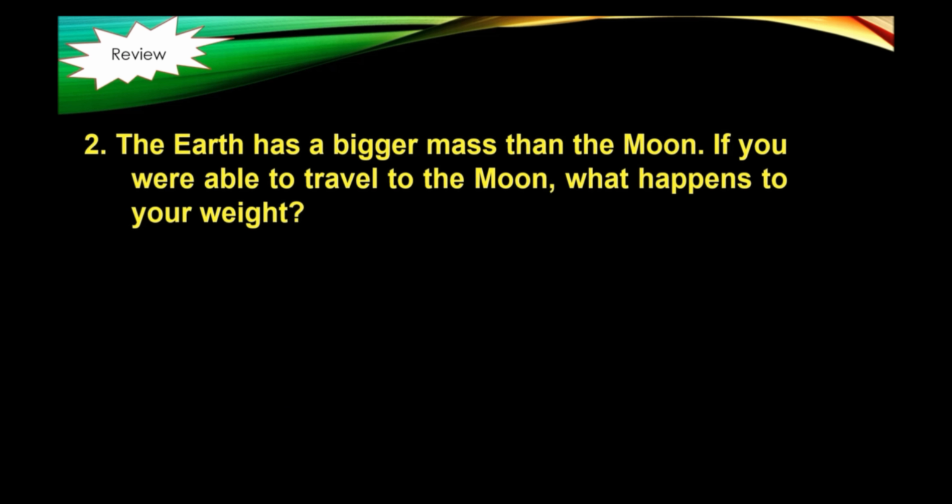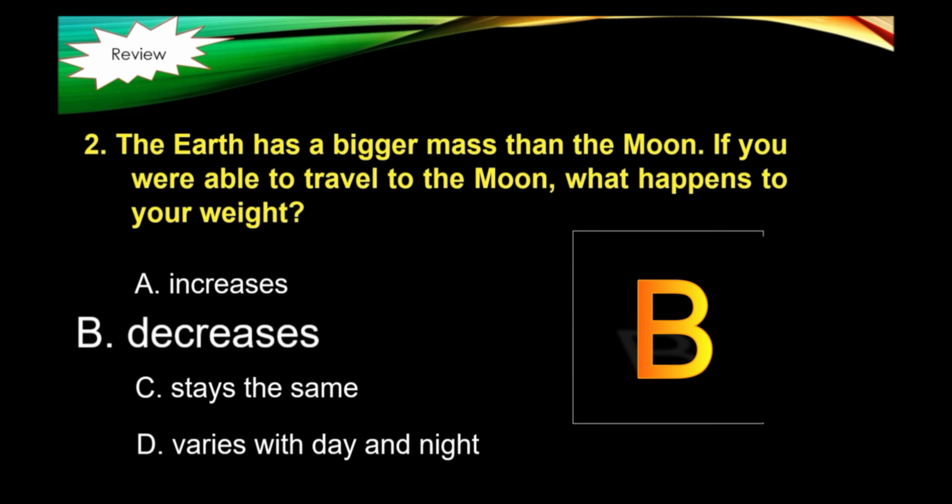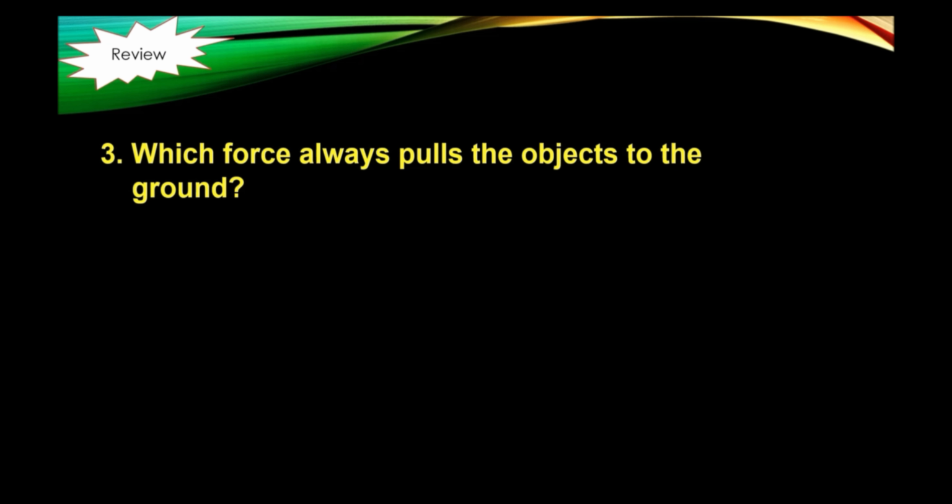Number 2. The Earth has a bigger mass than the Moon. If you were able to travel to the Moon, what happens to your weight? A, increases. B, decreases. C, stays the same. D, varies with day and night. The correct answer is letter B.